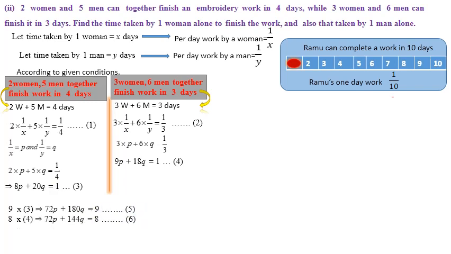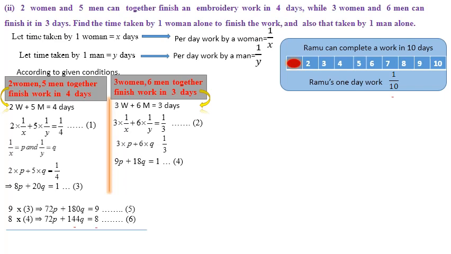In the second case, I have to take the coefficient of p in the third equation, that is 8, and multiply it with the fourth equation. So 8 into 9 is 72p, 18 into 8 is 144, 1 into 8 is 8. We have to label it as equation number 6.